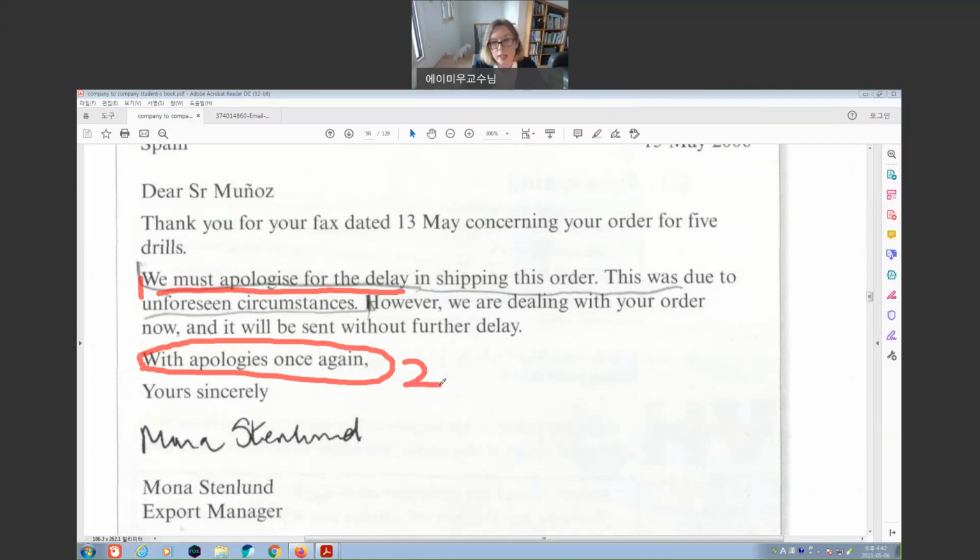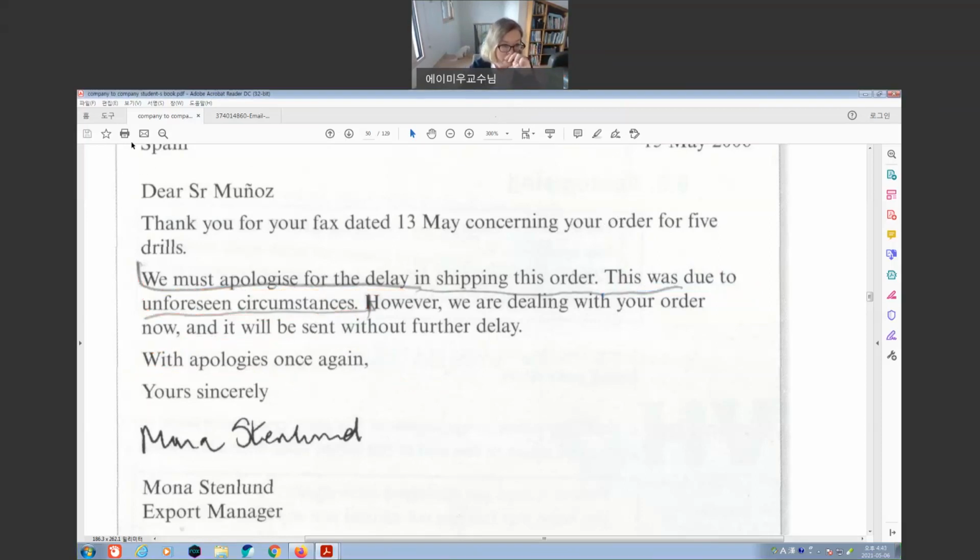So it shows they're very sorry. And then they also give an excuse, a reason. Oh, my annotation's not working very well. I was going to circle that. This was due to unforeseen circumstances. So they give a very vague excuse, but anyway, she will send them soon. She says it will be sent without further delay.